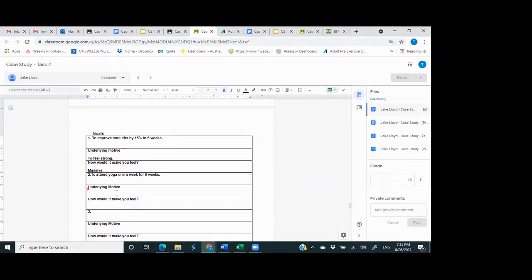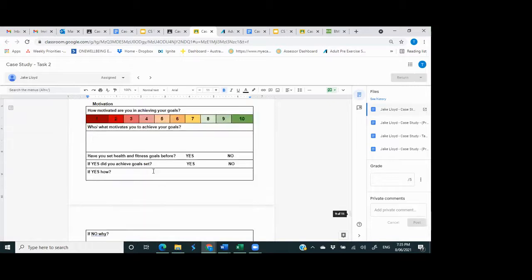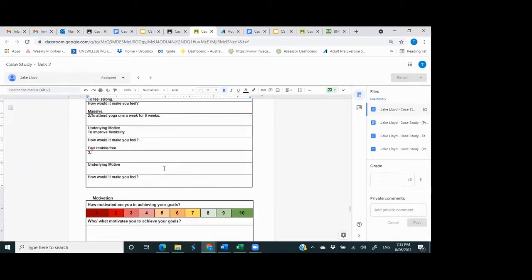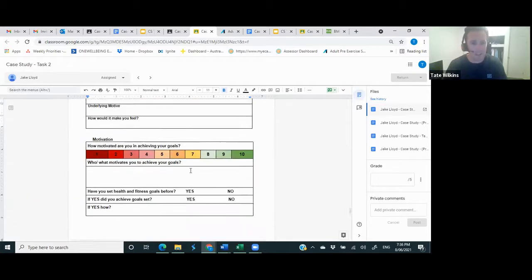Underlying motive. Flexibility. To improve flexibility. How would it make me feel? Let's say I'd feel mobile or free. Third goal. We got strength, flexibility. Oh, that'll do. Let's do 2.